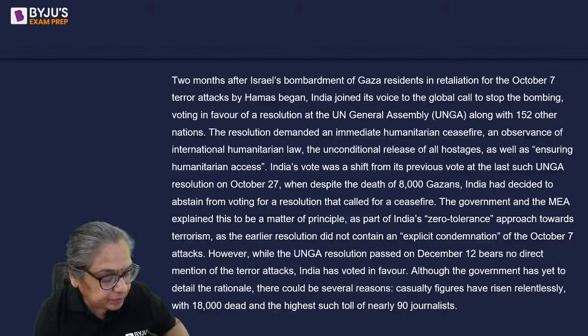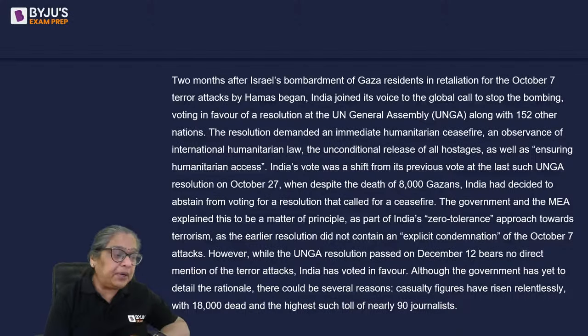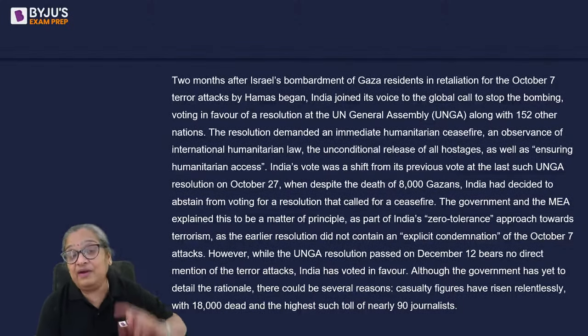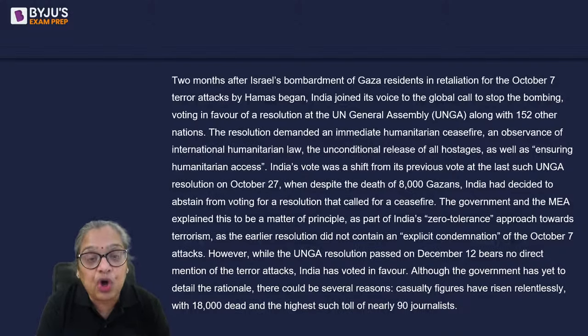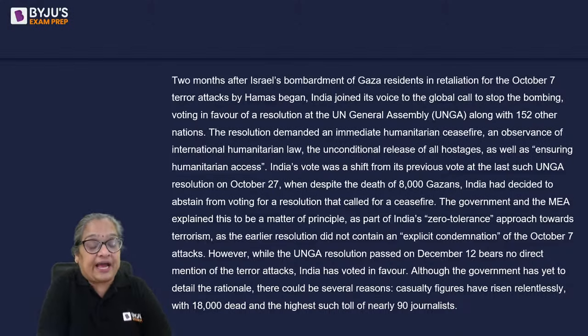All right. If you remember, a couple of months back, we had done an editorial on India abstaining from voting, and the editor saying that India should have been clear that it does not support Hamas in attacking Israel. At the same time, it thinks that Israel's retaliation is harming the wrong people.